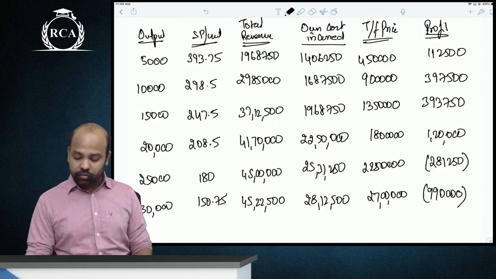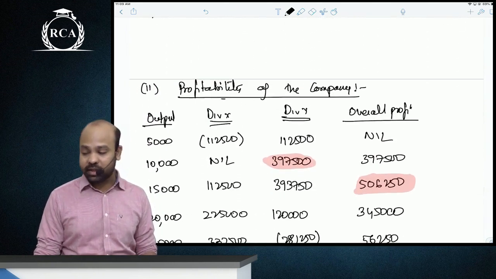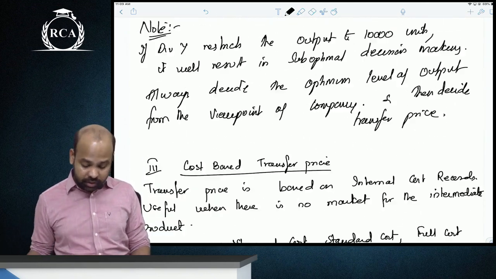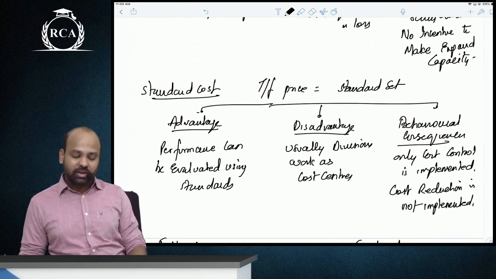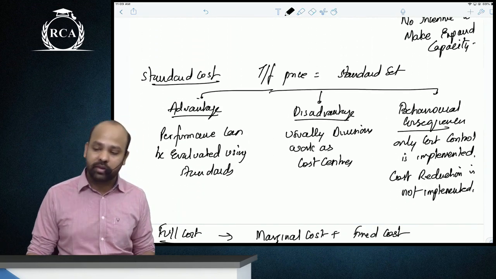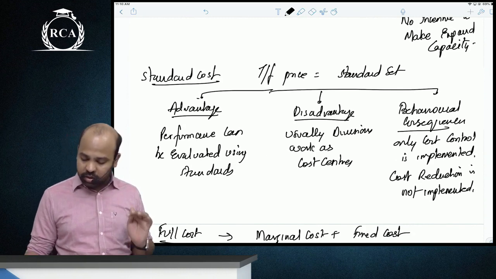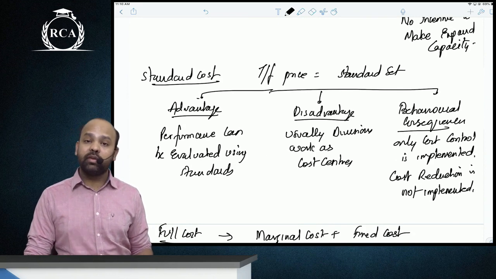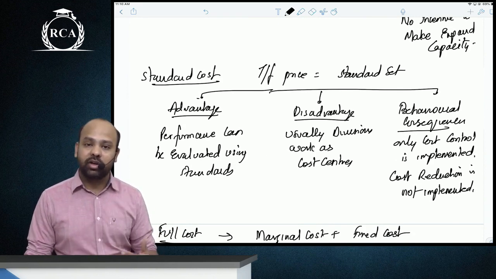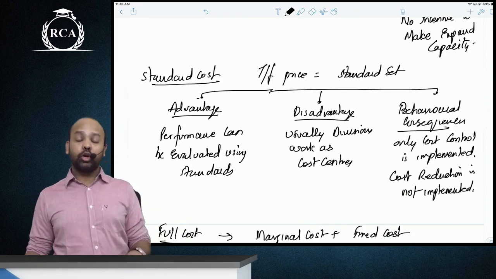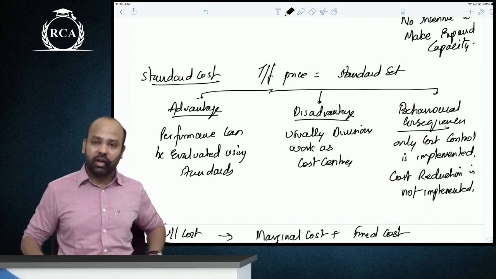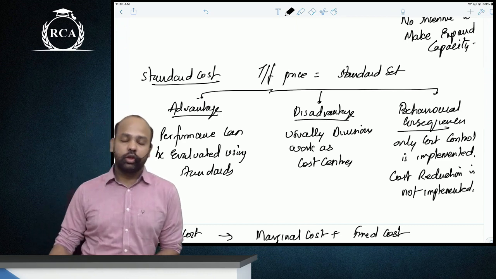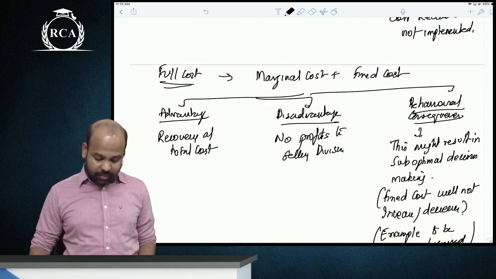If it is based on standard cost, performances can be evaluated based on a comparison of actual cost with the standard cost. The disadvantage of standard cost is that your divisions are only working as cost centers and not as profit centers. Behavioral consequences: no one is implementing cost reduction under standard cost. They're only implementing cost control. So there's no real cost reduction, no real cost savings under the standard cost system. Understood? And then, after that, full cost.